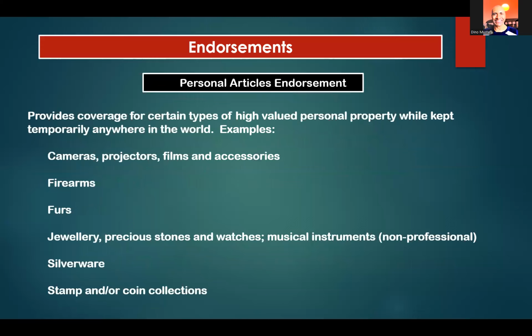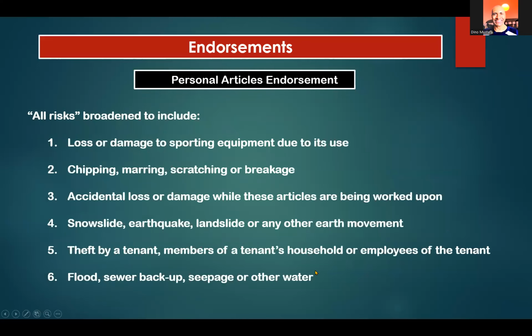Another endorsement you can buy is called the personal articles endorsement. This is for items like cameras, projectors, firearms, fur, jewelry, silverware, and things like that. Most of these items need appraisal. It also includes loss or damage to sporting equipment due to its use. It's included there because you're paying a lot more. Chipping, marring, scratching is covered.